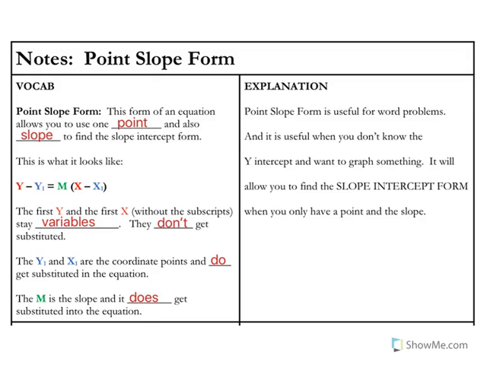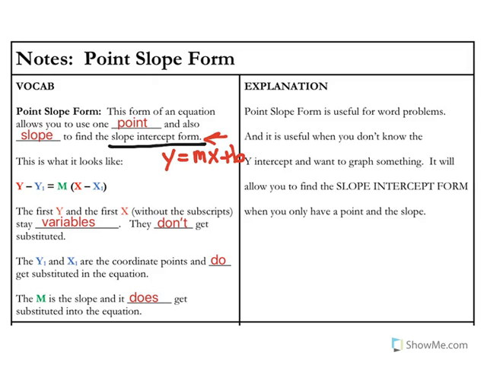Let's look at point-slope form. This is a form of an equation that allows you to use one point and also slope to find the slope-intercept form. The slope-intercept form, if you remember, was the form that we used to help us graph. And that is y equals mx plus b.